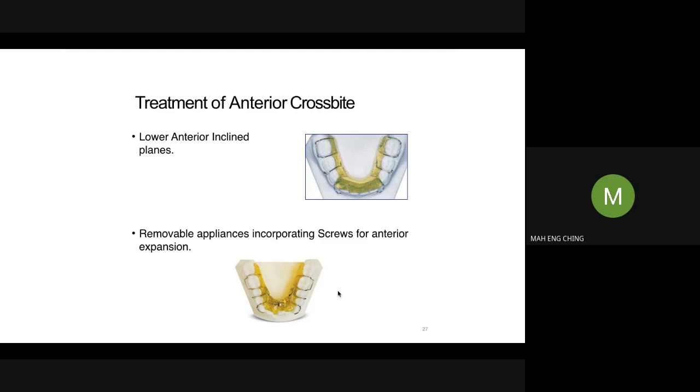So this one is the same thing for anterior expansion. This inclined bite plane is about 45 to 60 degrees. The inclined bite plane is about 60 degrees. And whenever the patient bites, they tend to slide the incisor forward. So imagine if the upper incisors bite on this bite plane, they will slide forward. That's how we correct the crossbite.